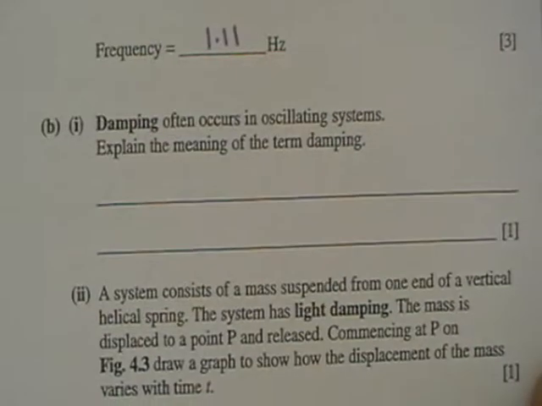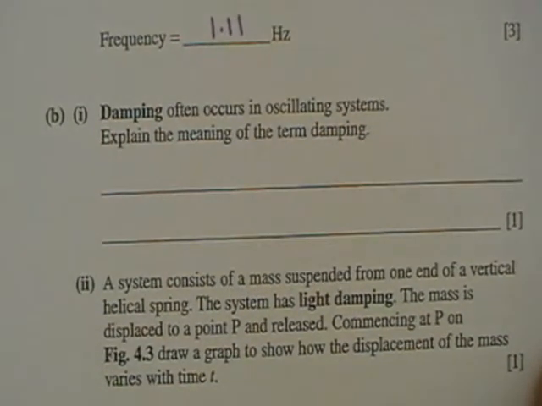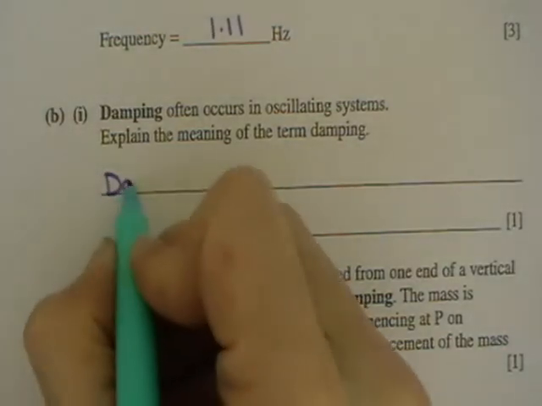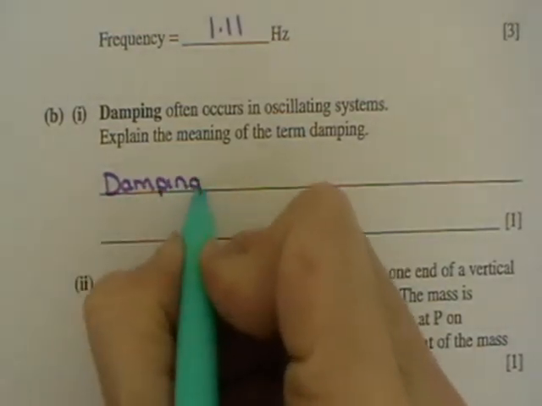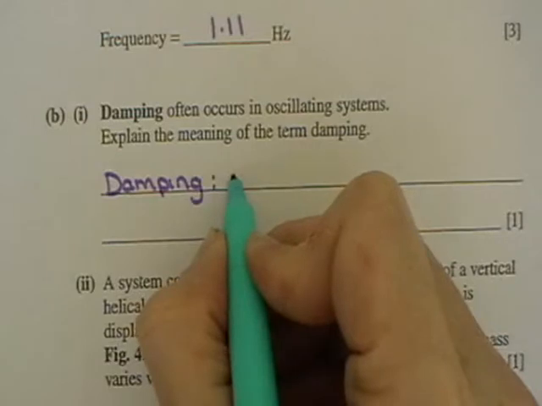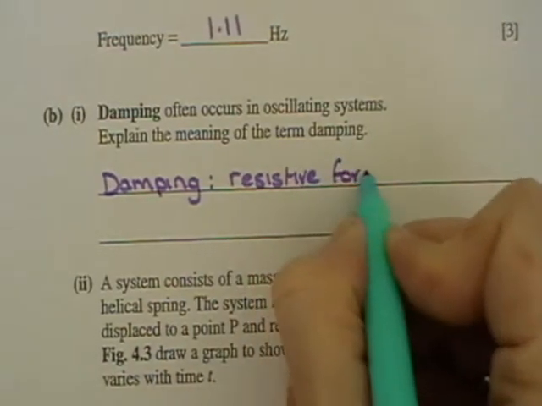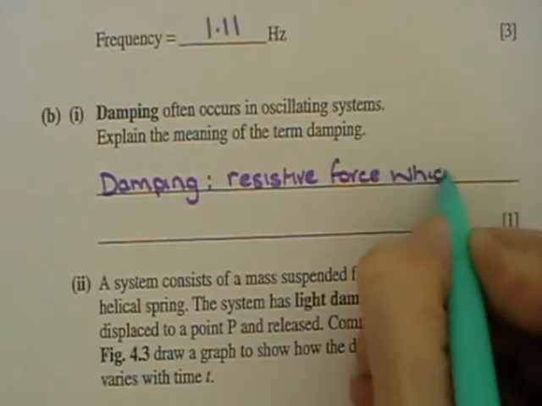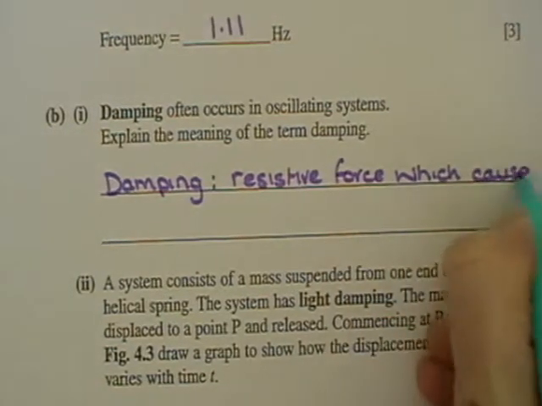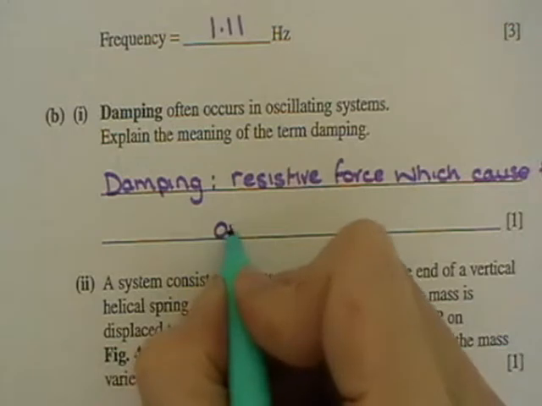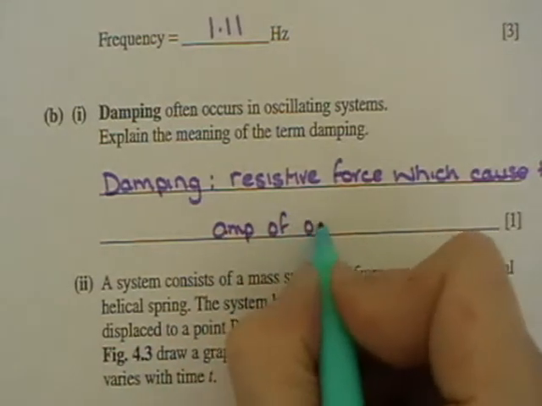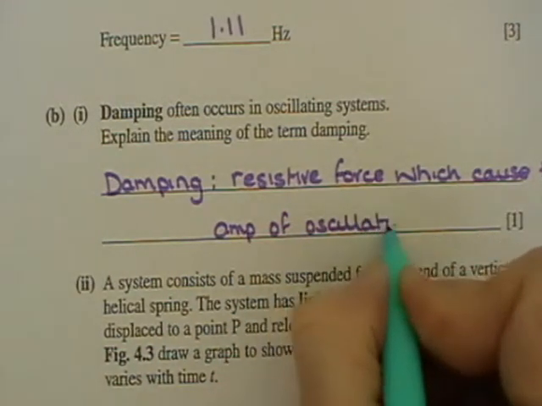Damping often occurs in oscillating systems. Explain the meaning of the term damping. So damping is a force, a resistive force, which causes the amplitude of an oscillation to decrease.